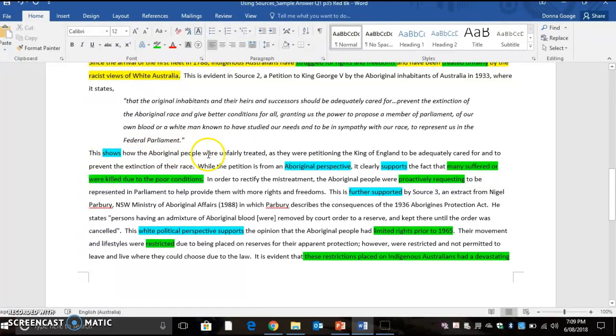This shows how the Aboriginal people were unfairly treated. That links back to your topic sentence. How does it show it? Because they were petitioning the King of England to be adequately cared for and to prevent the extinction of their race. Now, it's saying that it's from an Aboriginal perspective because, people might think, it's the Aboriginal people talking. Maybe this isn't quite unbiased. But you can say that it clearly supports the fact that they suffered or were killed due to poor conditions.